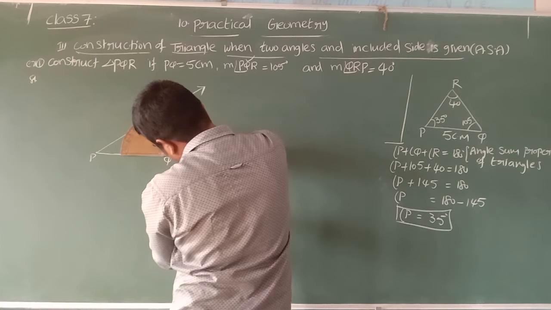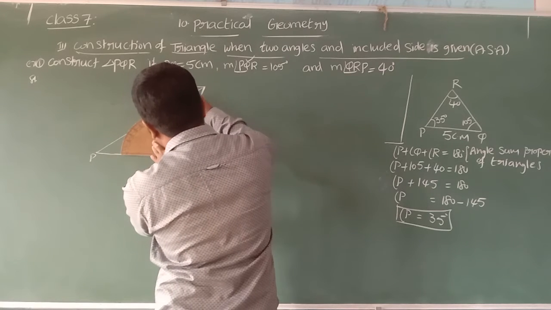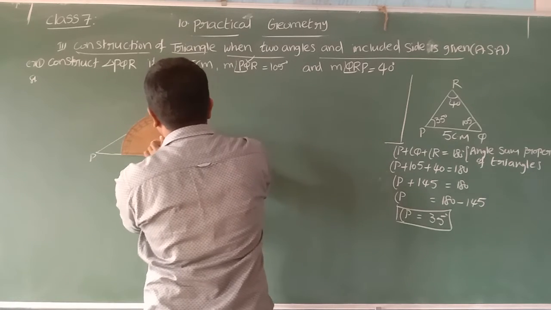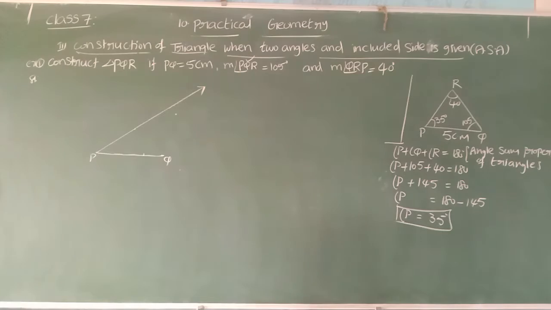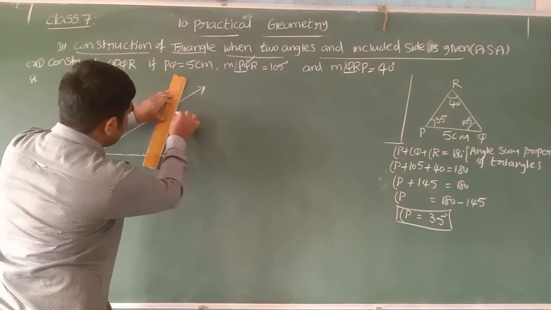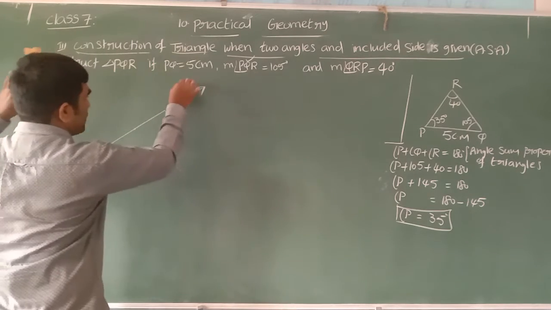105 means after 100, the fifth line. After 100, you can take the fifth line. Yes. Here 80, 90, 100. Here I can see 105 degrees. So there is the 105 degrees. Now you can join the dot to vertex Q. Not only up to the dot, you can extend more. It is the ray. Extend it.